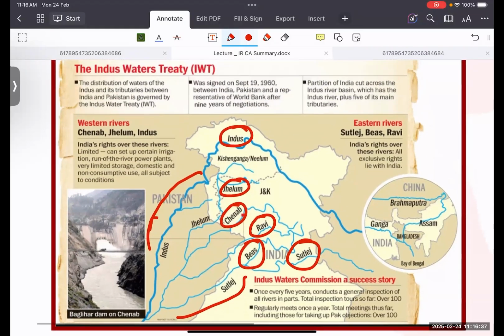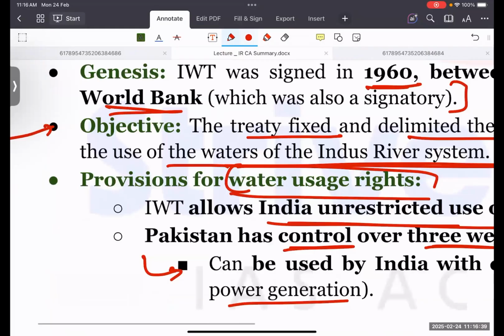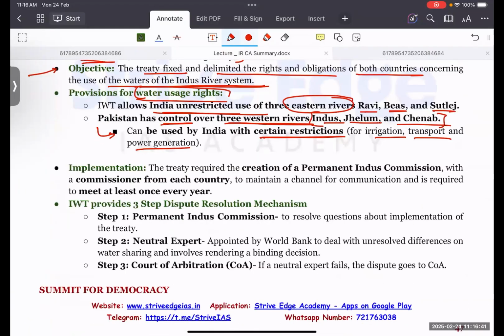And now we have to see some of the implementation steps involved in this Indus Water Treaty, because with it we have a three-step procedure for solving disputes. The main part is that this dispute has arisen between India and Pakistan, and this is in the news. First is the implementation, how we are going to implement this treaty.